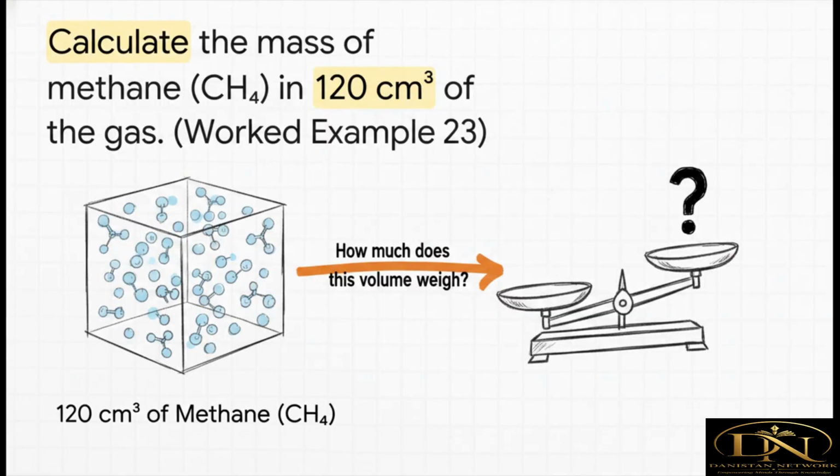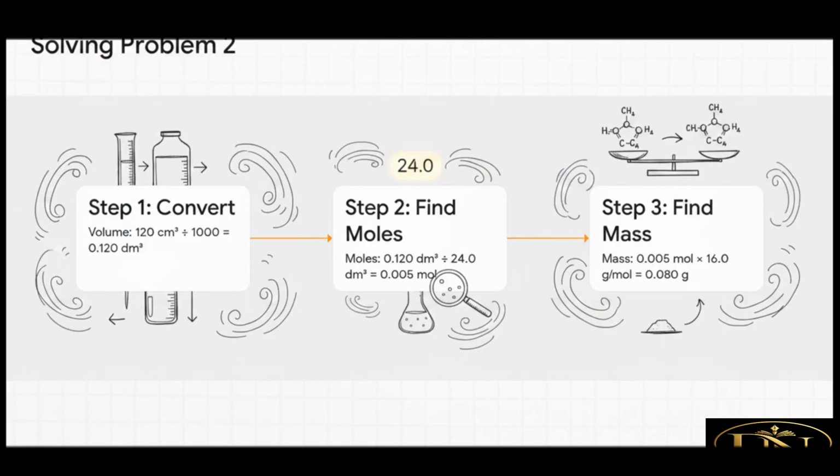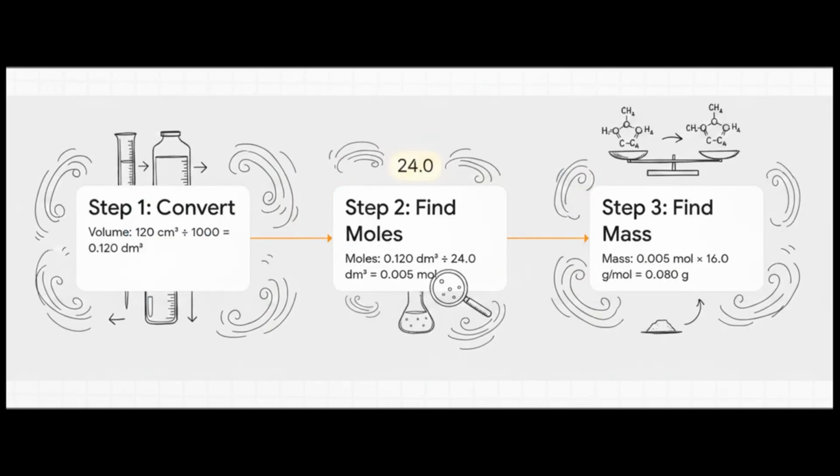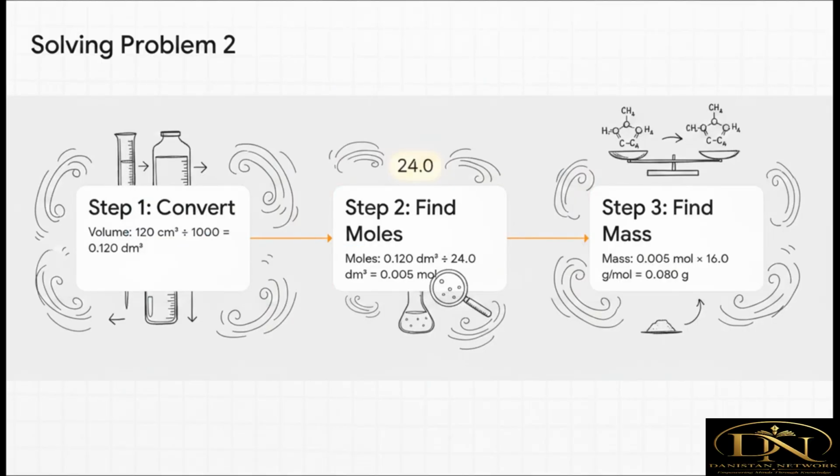All right, let's kick it up a notch. This time, we're going to work backwards. We're starting with a volume, 120 cubic centimeters of methane, and we need to figure out its mass. This one has a few more steps, but the logic is just as clean. You see, it's just a logical chain. First, we've got to get our units right, so we convert cubic centimeters to cubic decimeters. Then, we use our magic number, 24.0, to turn that volume into moles. And once you have moles, that's your bridge to calculating mass. It's a simple path, volume to moles and then moles to mass.